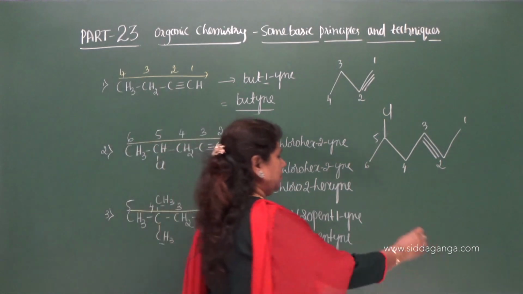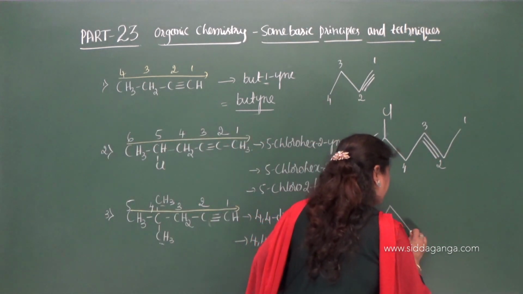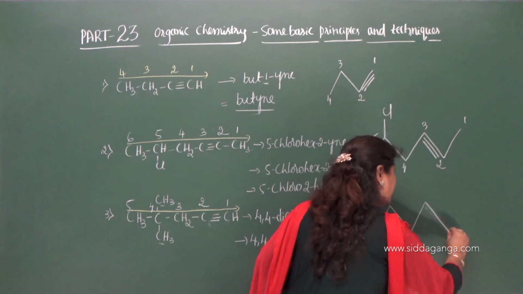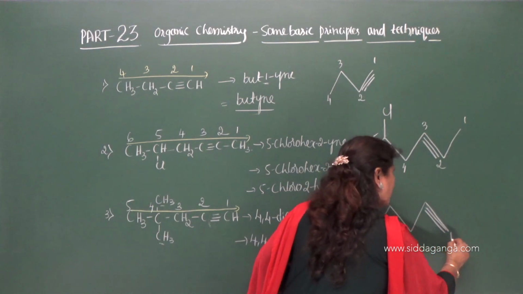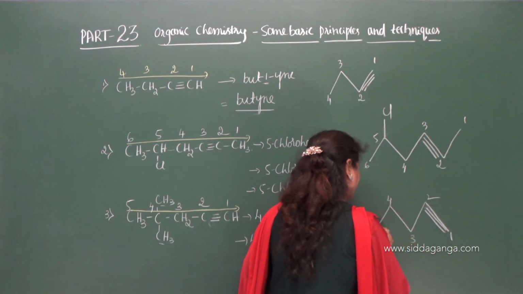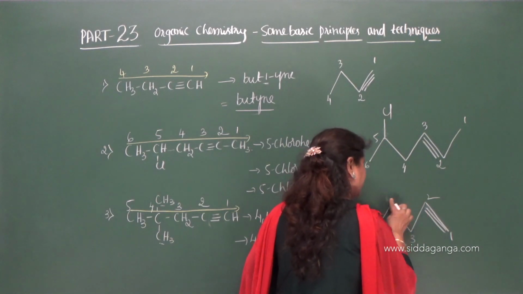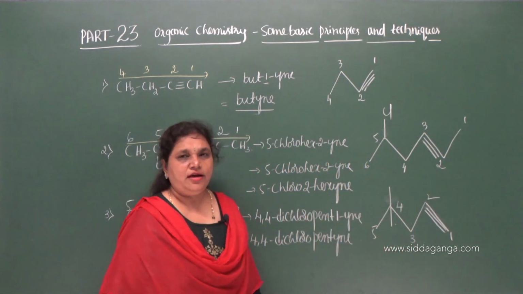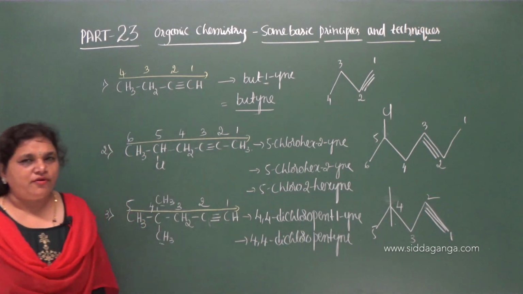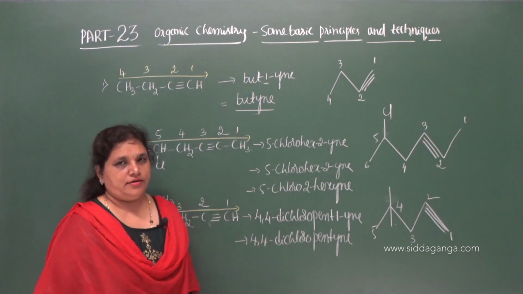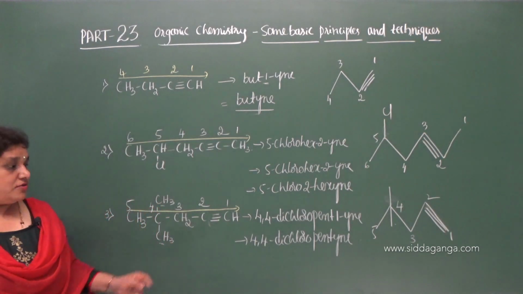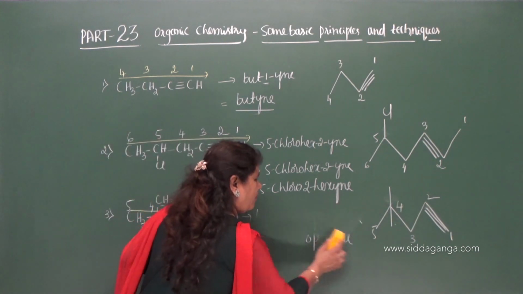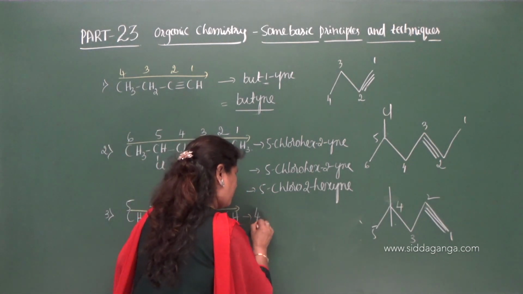And let me give the bond line formula. 1, 2, 3, 4, 5. Between first and second carbon we have a triple bond here. 1, 2, 3, 4, 5. On the fourth carbon, what do we have? The methyl group, two methyl groups. So, in this way you can write the bond line formula for 4,4 dimethylpentyne. Sorry, it is dimethyl. So, 4,4 dimethyl pentane.